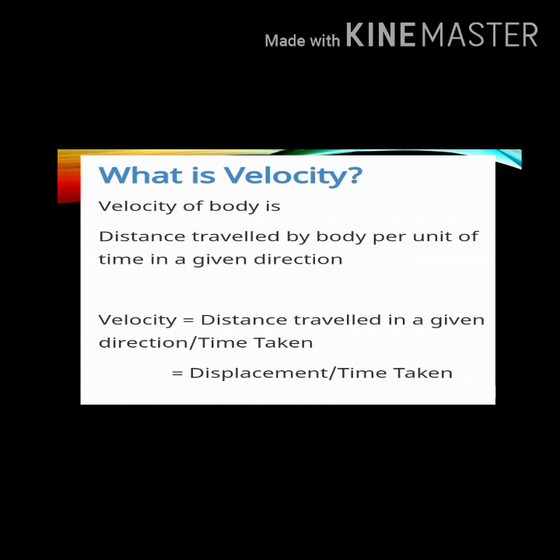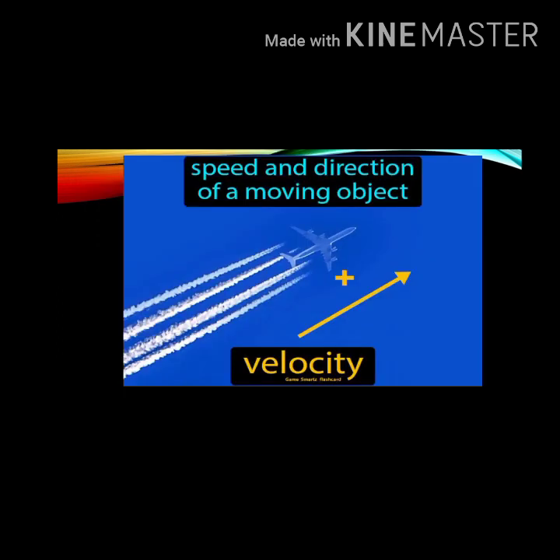Velocity of a body is distance traveled by body per unit time in a given direction. That is, velocity equal to distance traveled in a given direction by time taken. We know that distance traveled in a given direction is equal to displacement. So, velocity is equal to displacement by time taken. In fact, velocity of a body is its speed in a specified direction. That means in a single straight line.